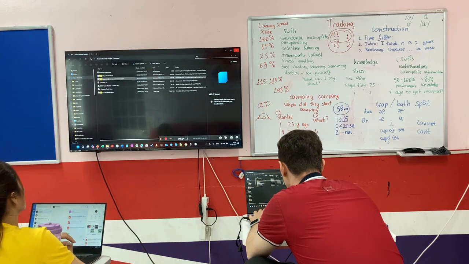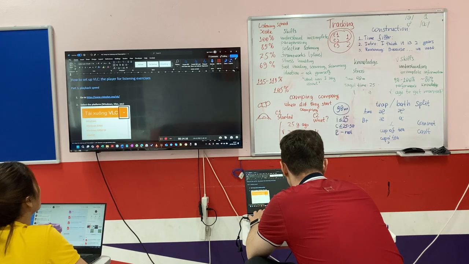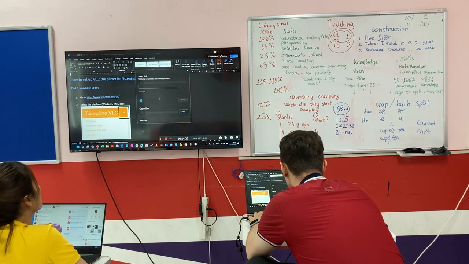VLC. Yeah, VLC is set up for listening and transcription. I have the full instruction for this one. It's even there is something in the middle of it.